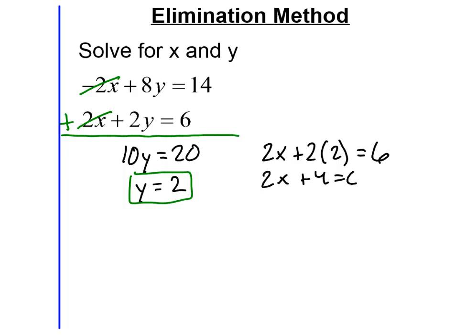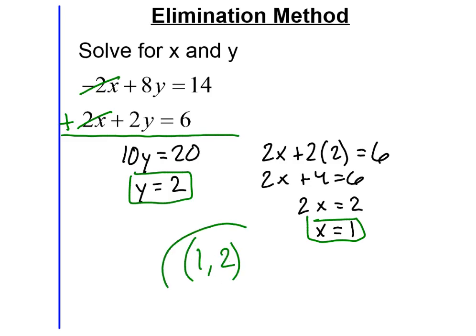2x plus 4 equals 6. Take away 4 on both sides. 2x equals 2. Divide by 2 on both sides, and x equals 1. I have the second half to my solution. So my answer is (1, 2), making sure I have this in the correct order, x's and then y's.